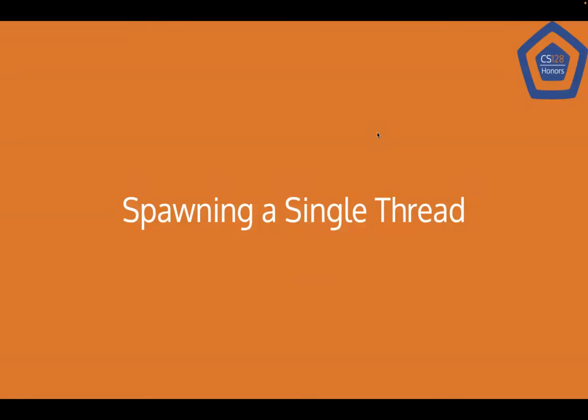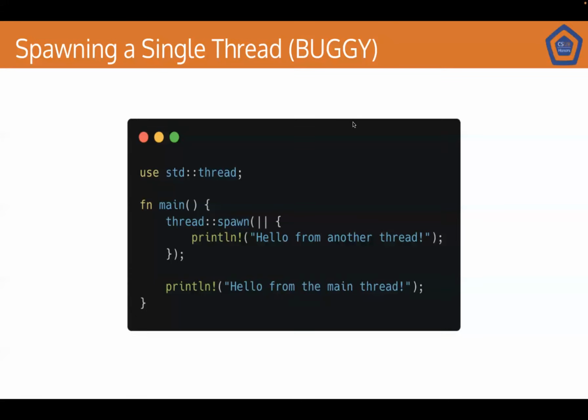Okay, so let's move on to some code and see what this looks like in Rust. So let's try spawning a thread. When you want to spawn a thread, you need to use the standard thread crate, and then you can use the thread spawn method, and you'll pass what is known as a closure, which will contain the code that you want to run in this new thread that you've spawned.